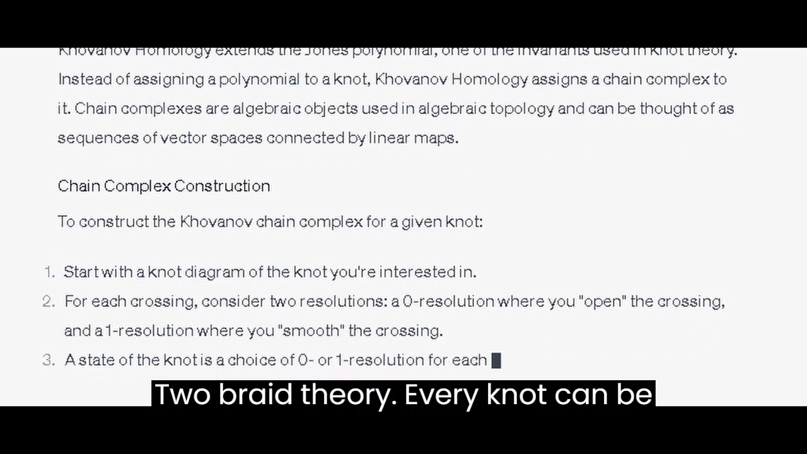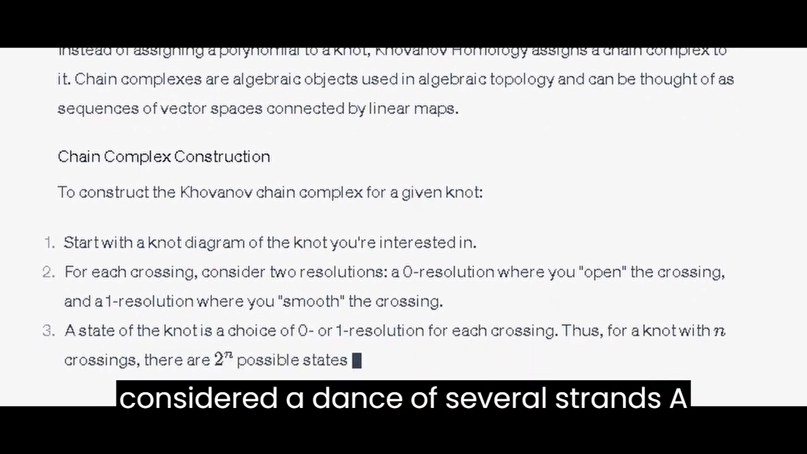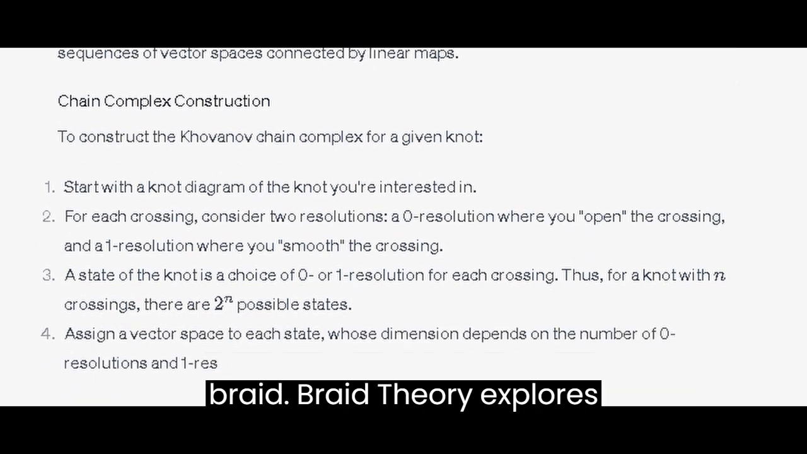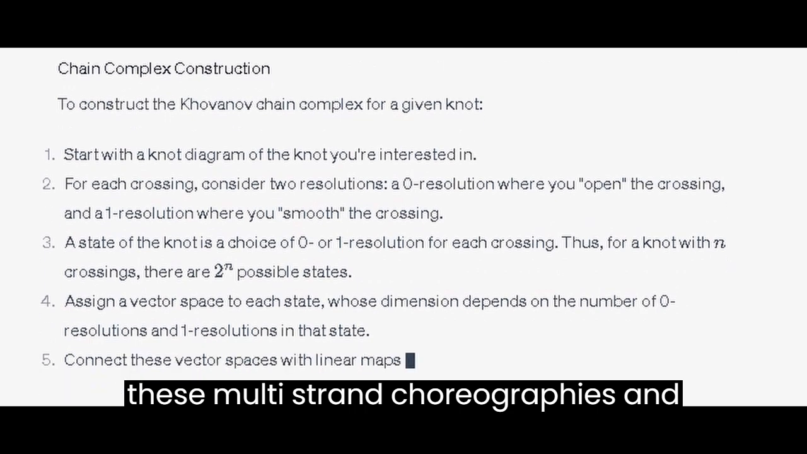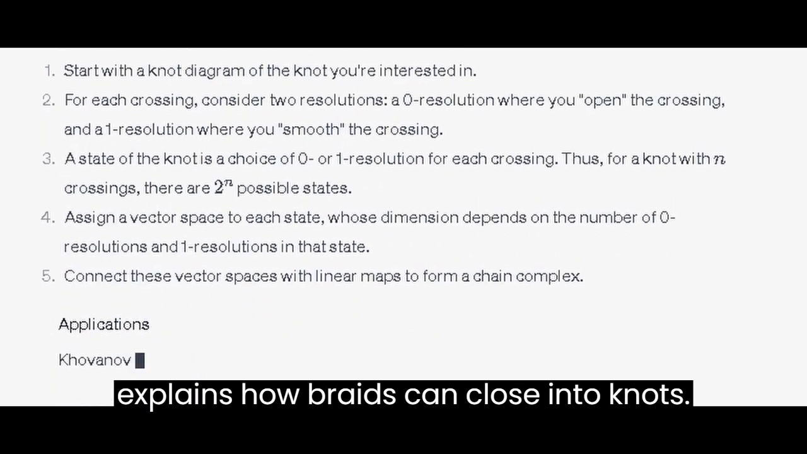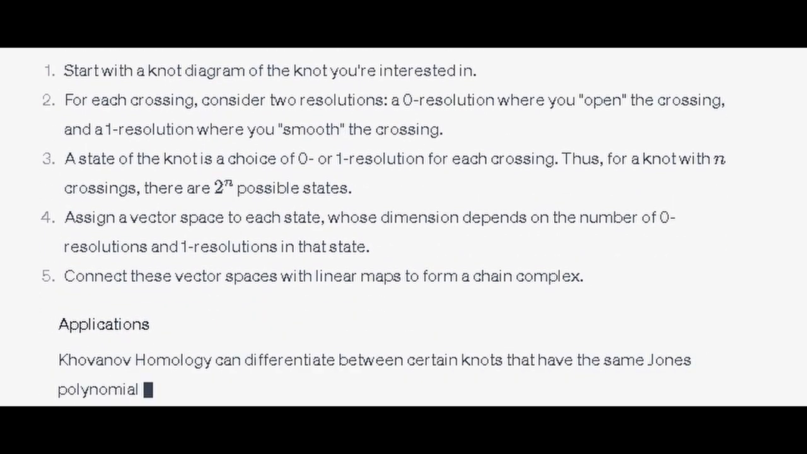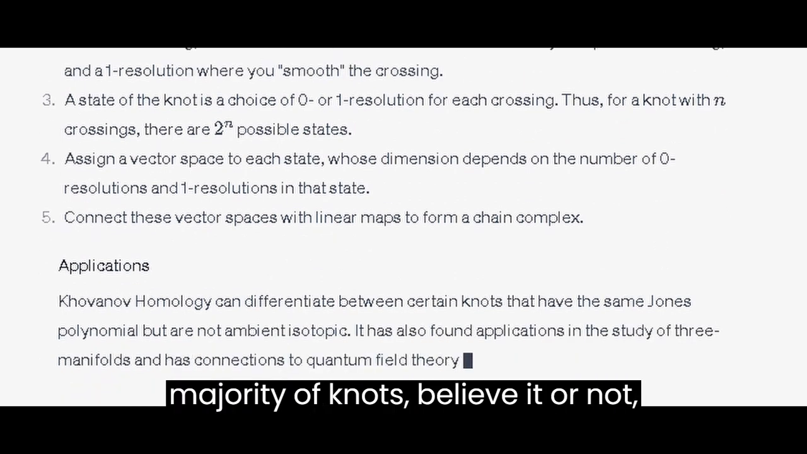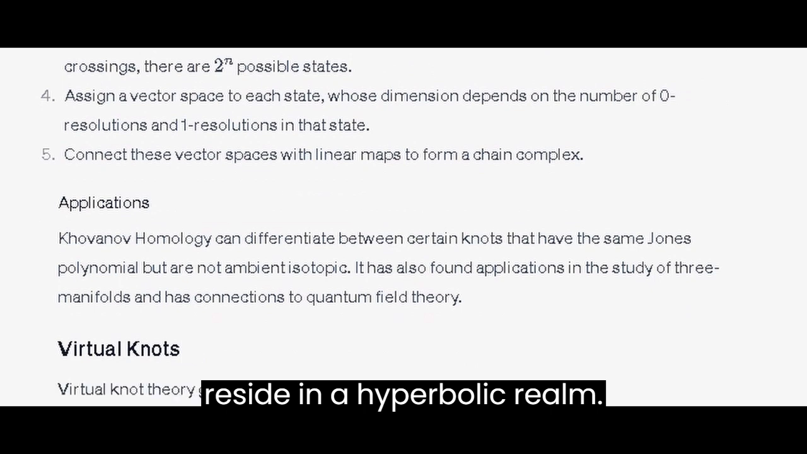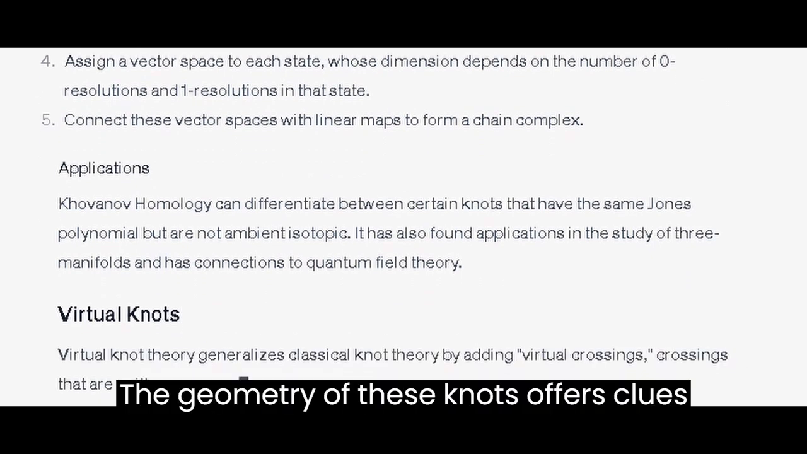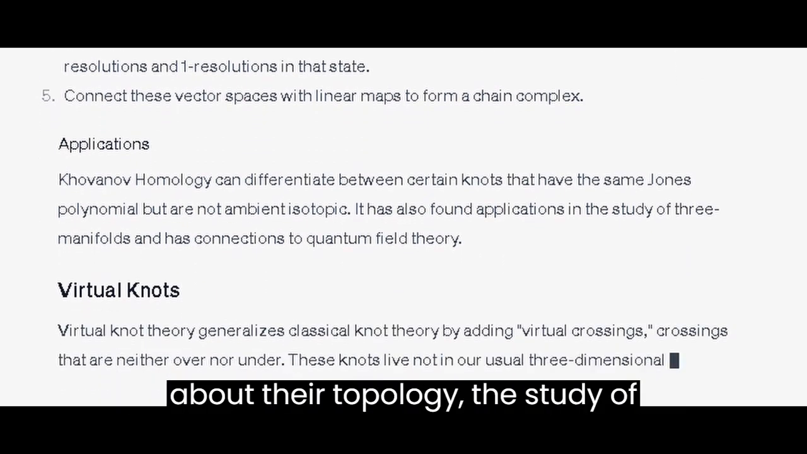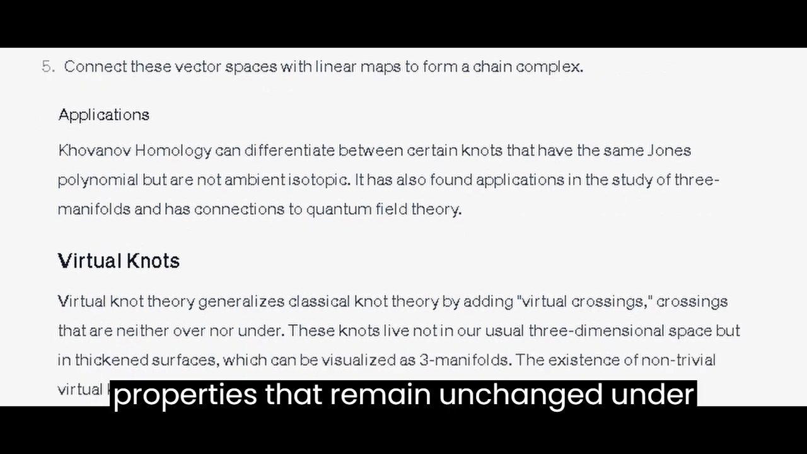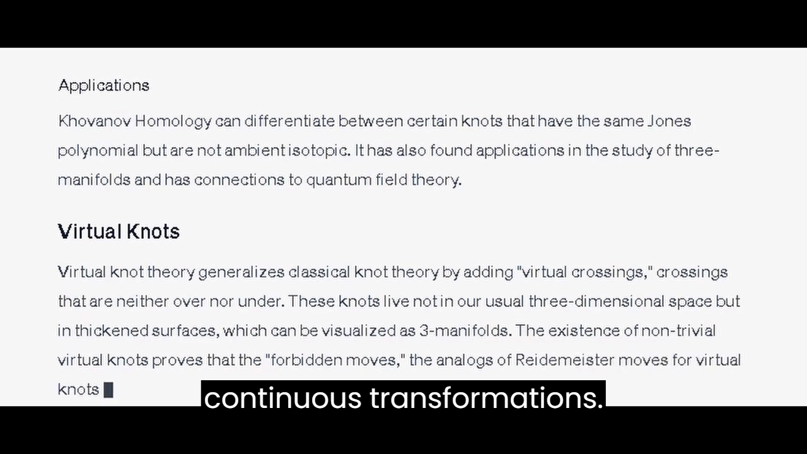2. Braid theory. Every knot can be considered a dance of several strands, a braid. Braid theory explores these multi-strand choreographies and explains how braids can close into knots. 3. Hyperbolic knots. The vast majority of knots, believe it or not, reside in a hyperbolic realm. The geometry of these knots offers clues about their topology, the study of properties that remain unchanged under continuous transformations.